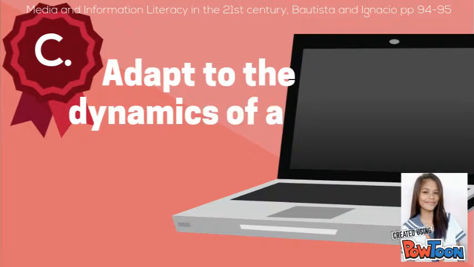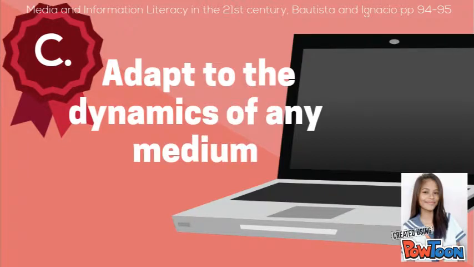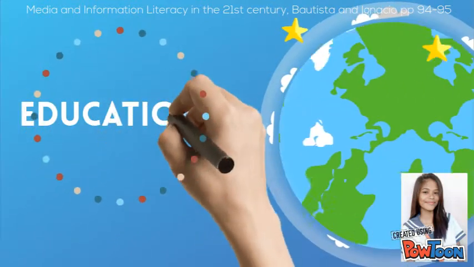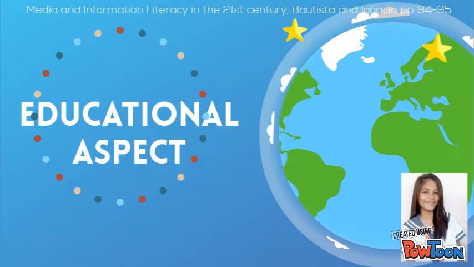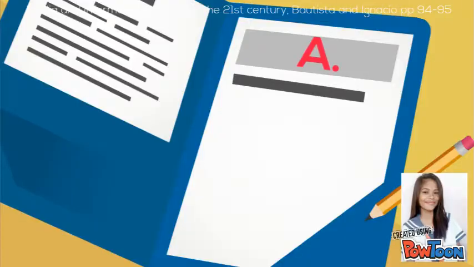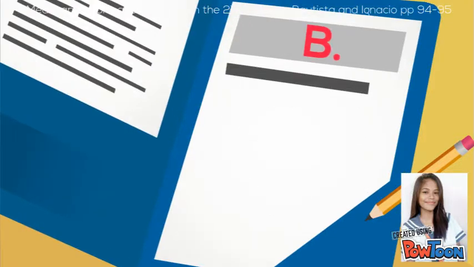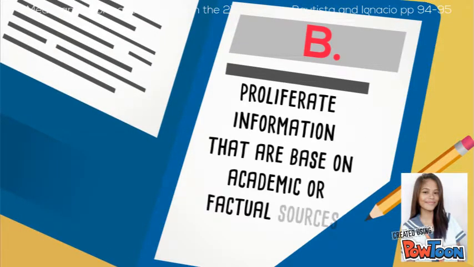We all know that media or technologies always innovate, and people need to adapt to these changes in order to cope with them. Next aspect is educational aspect. A media and information literate individual is able to: A, think critically and learn knowledge based on facts, and B, proliferate information that is based on academic and or factual sources.